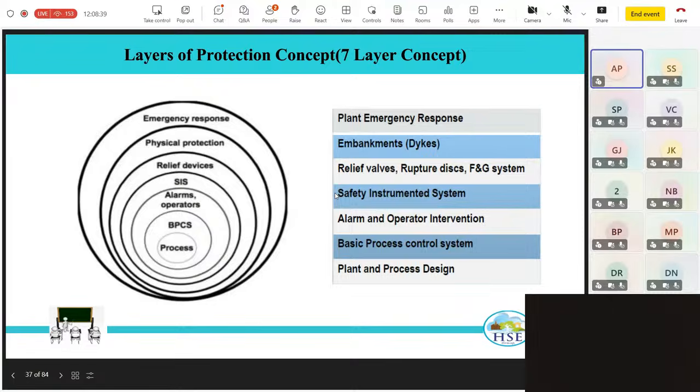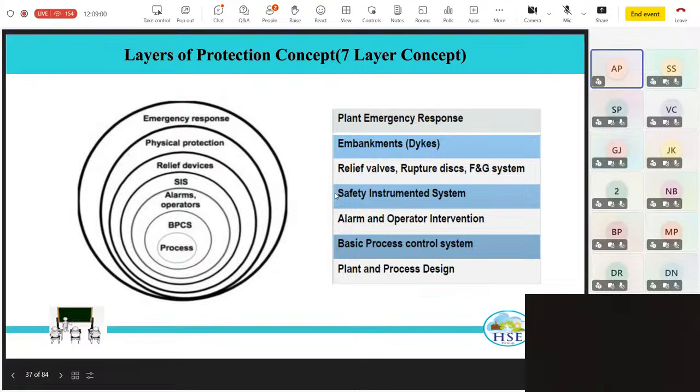So now let us understand the layers of protection concept. Here I am going to explain to you 7 layers of protection. And what are the 7 layers of protection? The innermost layer, as you can see, this looks like a cutaway view of an onion. The innermost layer is the process layer.